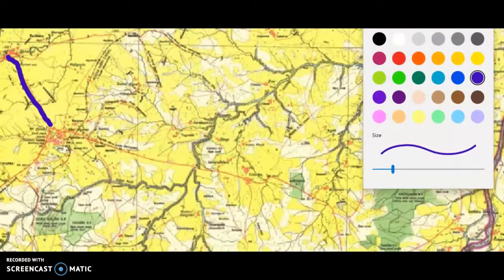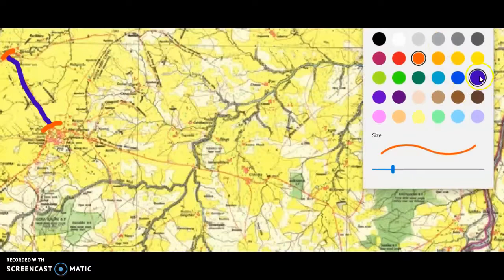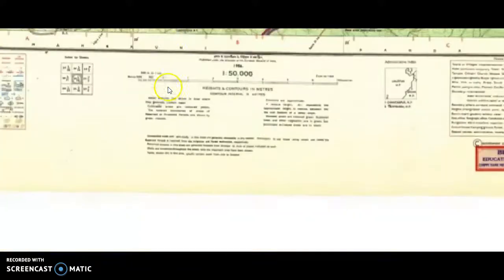So I mark it here that this is the point where my thread will be read. This is the marked end point and this is the knot, which is the starting point. Now what will I do? I'll pick up the thread and put it on the scale.